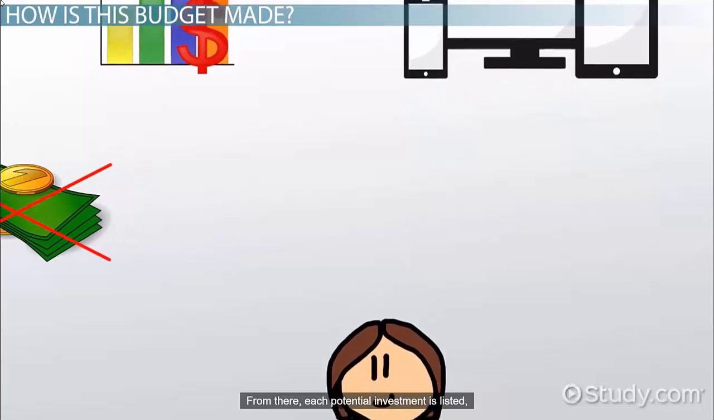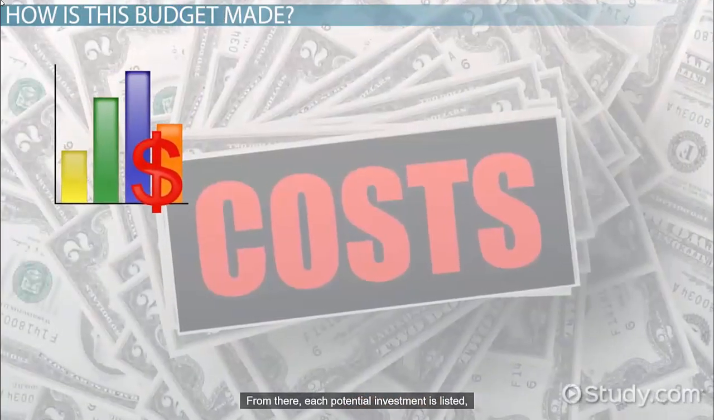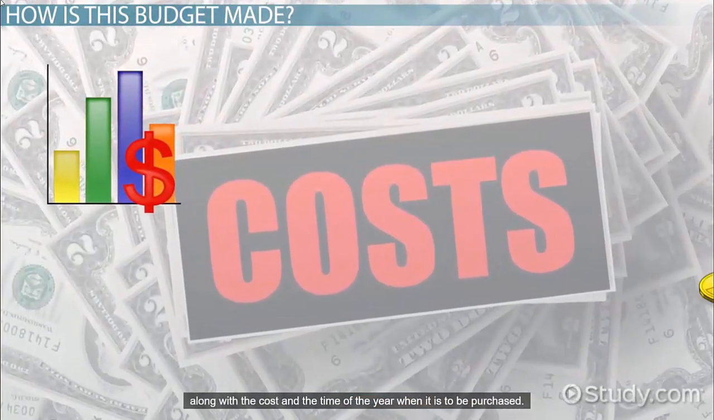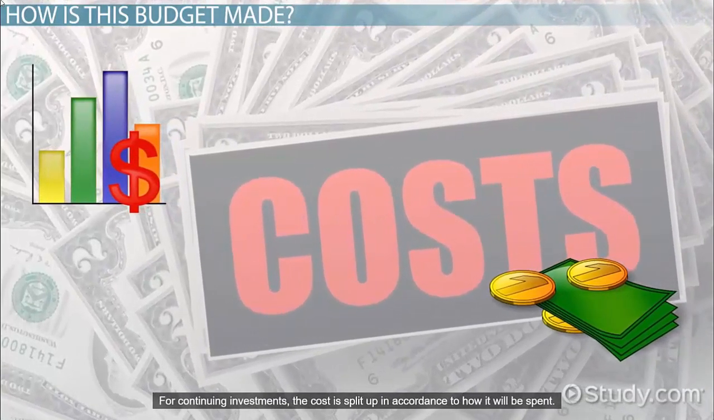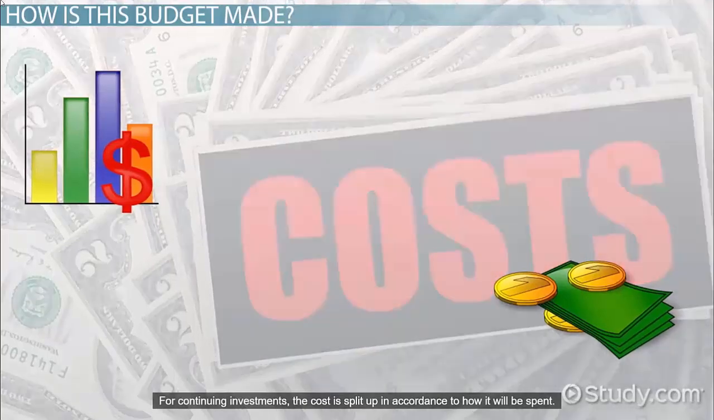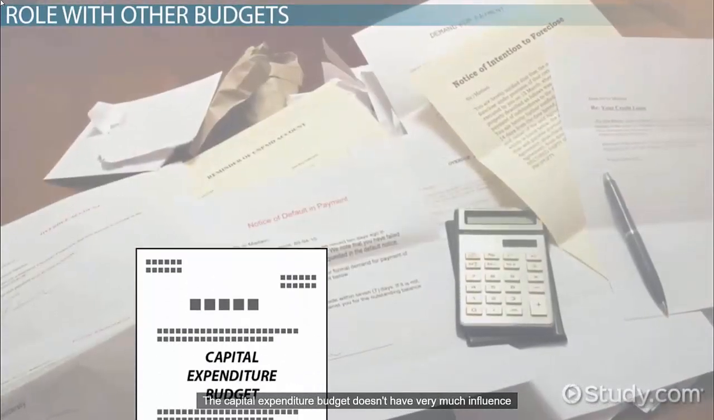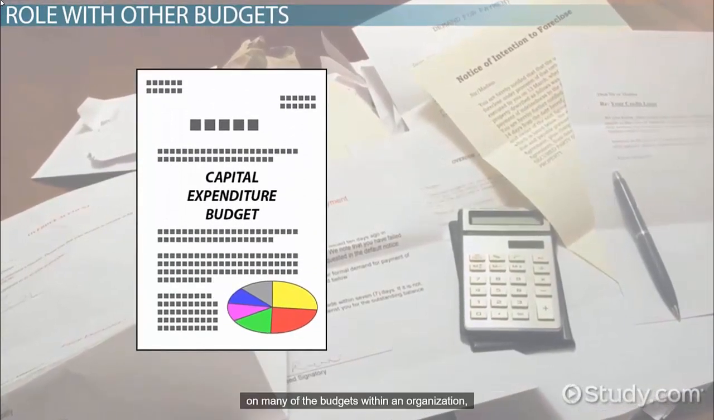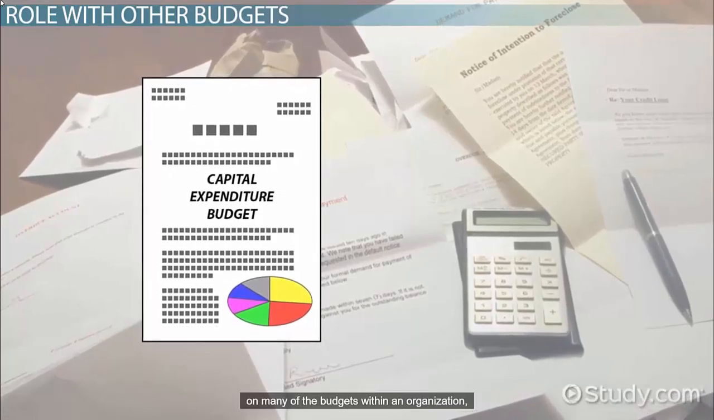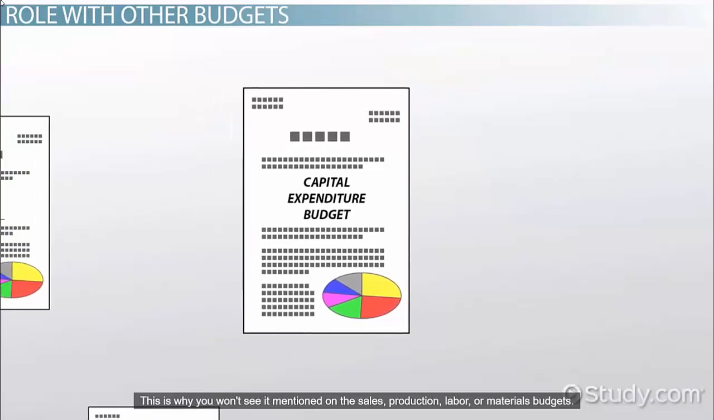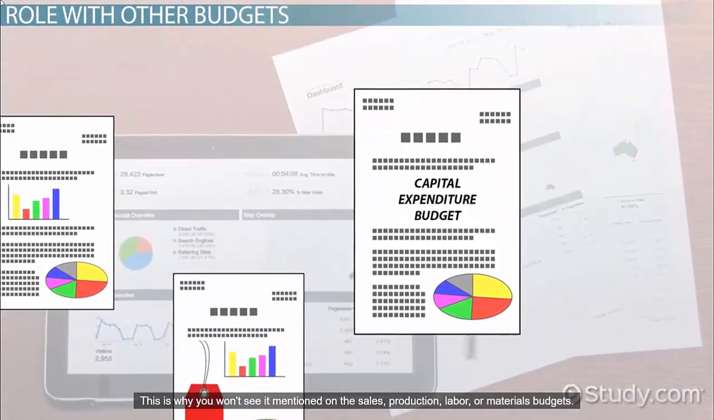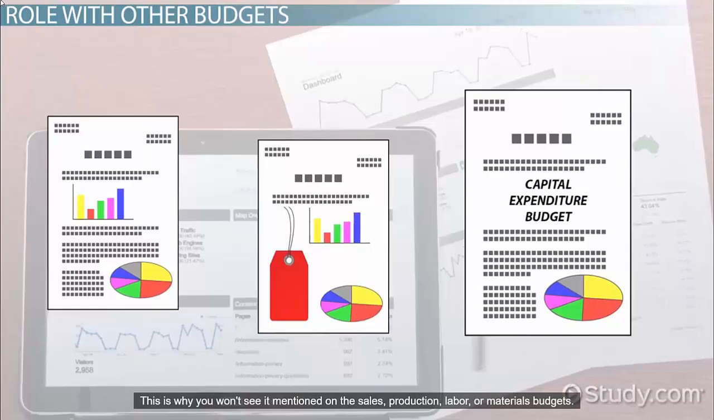From there, each potential investment is listed, along with the cost and time of year when it is to be purchased. For continuing investments, the cost is split up in accordance to how it will be spent. The capital expenditure budget doesn't have very much influence on many of the budgets within an organization, simply because it has little to offer them. This is why you don't see it mentioned on the sales, production, labor, or materials budgets.